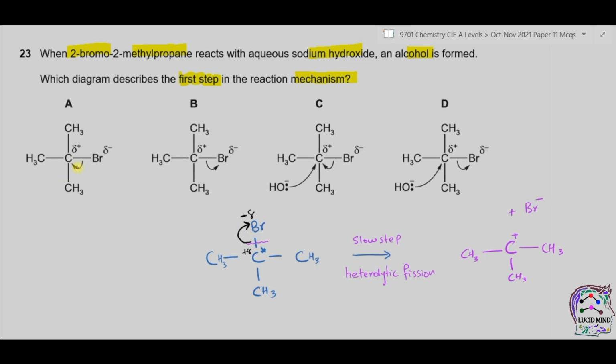So in first one, the electron pair goes to carbon, which is incorrect. In second one, the carbon halogen bond is broken and electron pair goes to bromine. This is correct. In third one, we have attack, which is incorrect because it is tertiary halogenoalkane, and in first step attack cannot happen. Again, D is also incorrect. Correct option is therefore B.